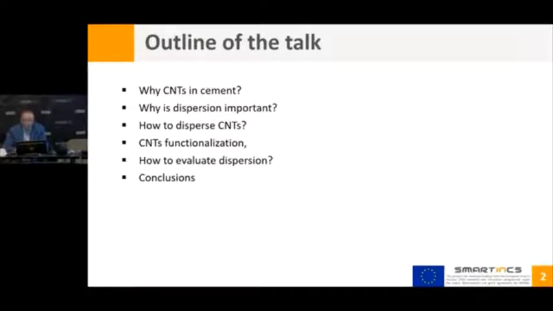Then we will also talk about how to disperse these carbon nanotubes, and to this aim we will talk also about the functionalization of these materials to help the dispersion. And finally, of course, we will have to evaluate at a certain point the quality of the dispersion we reached in our work. And finally, we will try to draw some conclusions about this dispersion.